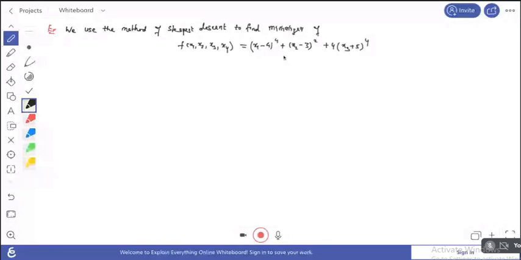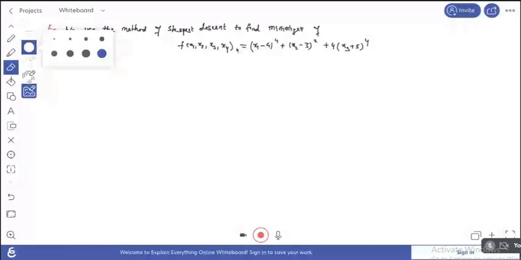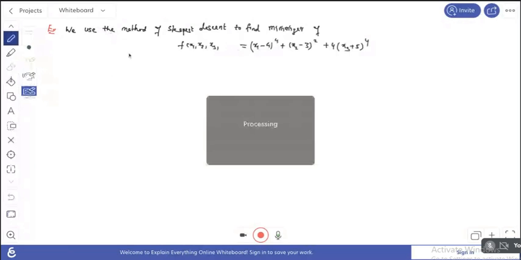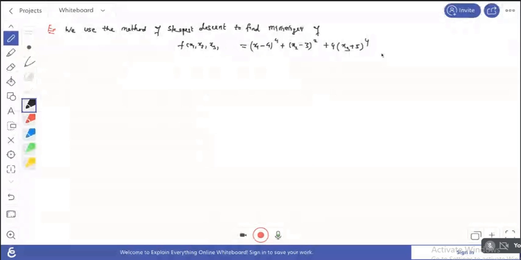Here we take only three variables, not x1, x2, x3, x4. Either we take some x4 minus 3 to the power 3 as well, or we take only the three-variable function. So this is your function f(x), where x belongs to R3. You have to find the minimizer by using the steepest descent method.